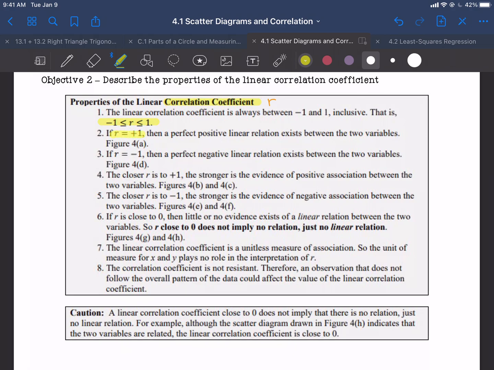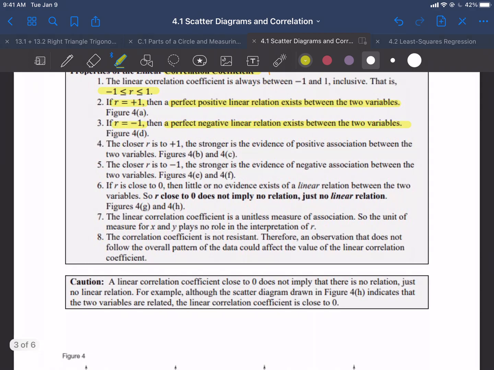If the correlation is +1, then that means it's a perfect positive linear relationship between the two variables. So that means every single data point lies on that best fit line that we're going to get to, and our correlation would be +1. If the correlation coefficient is -1, then that would mean there's a perfect negative linear relationship between the two variables. So realistically, that's not going to happen in a data set.